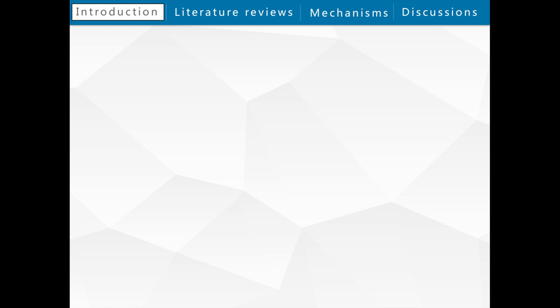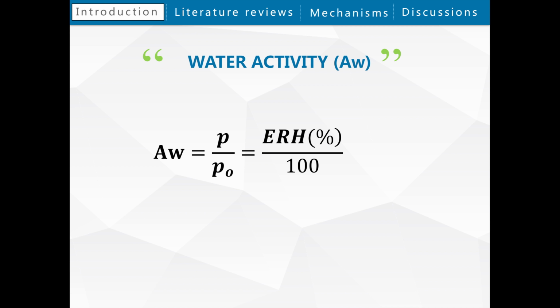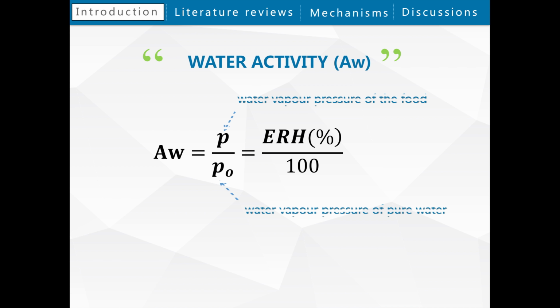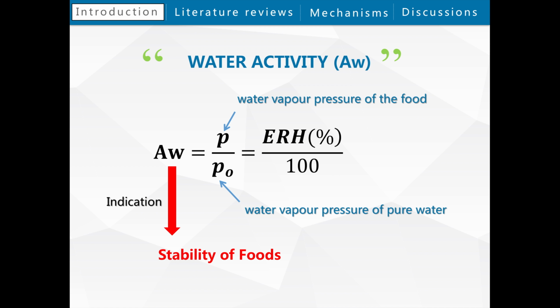So, water activity is a very important parameter to measure the relative content of these different forms of water in foods. It is defined as the ratio of the water vapor pressure of the food to the water vapor pressure of pure water under the same conditions. It is a very useful indication of the stability of foods.